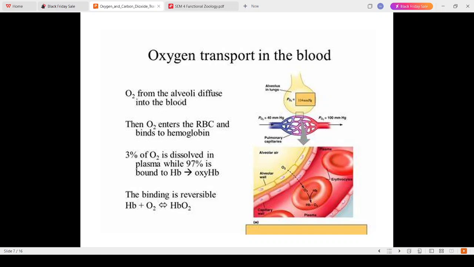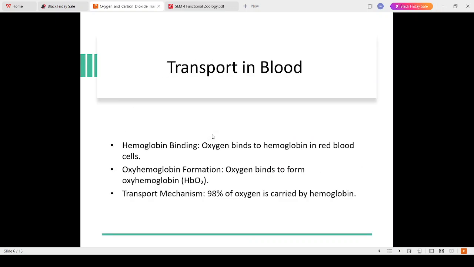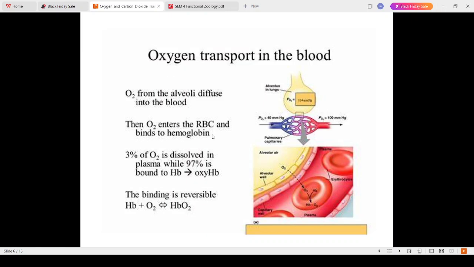So here you can see oxygen from the alveoli diffuses into blood. Oxygen then enters the RBC and binds with the hemoglobin, as we have already seen. We have already discussed that nearly 98, or some texts say 97, percent of oxygen is transported as oxyhemoglobin.